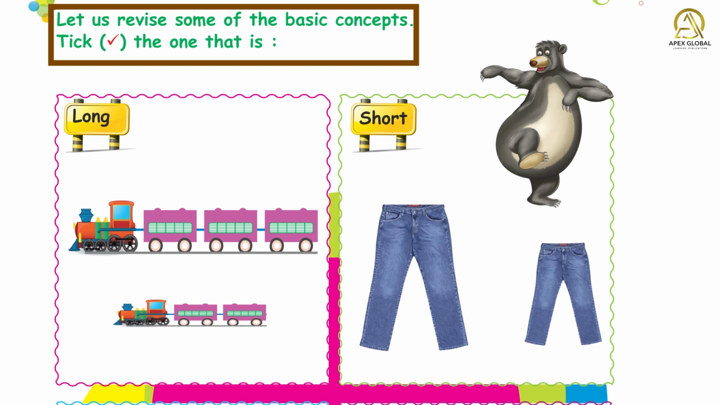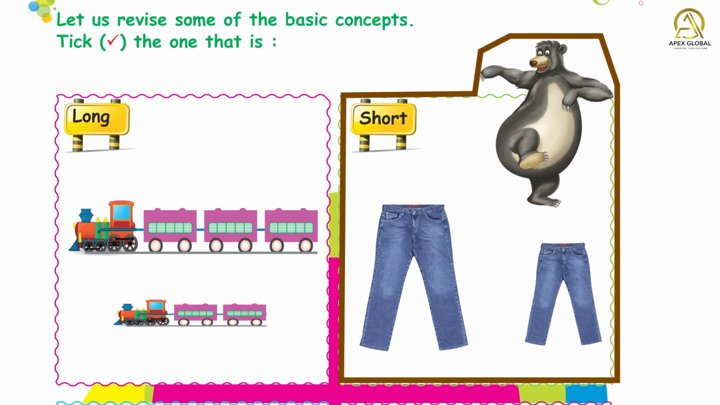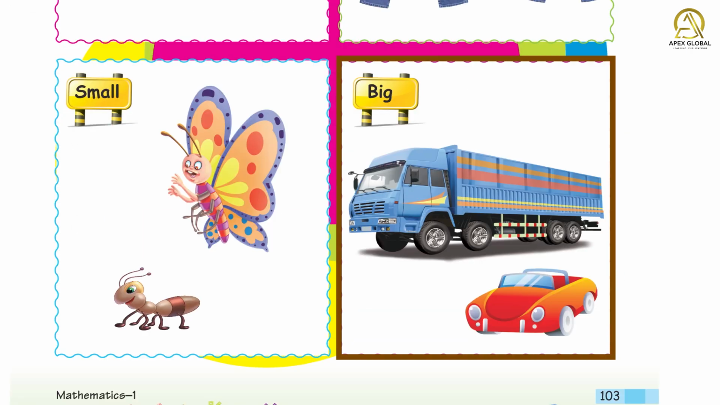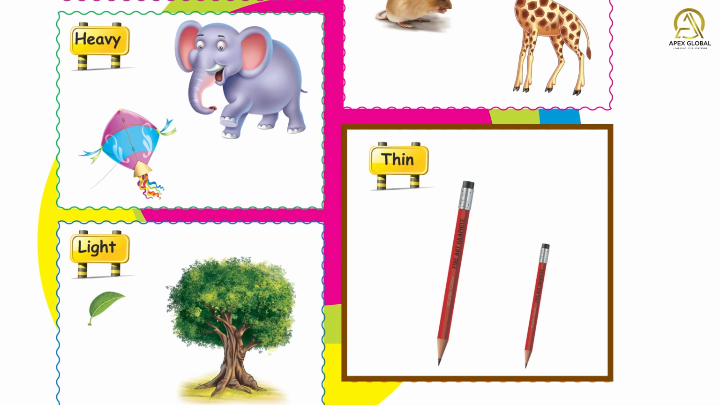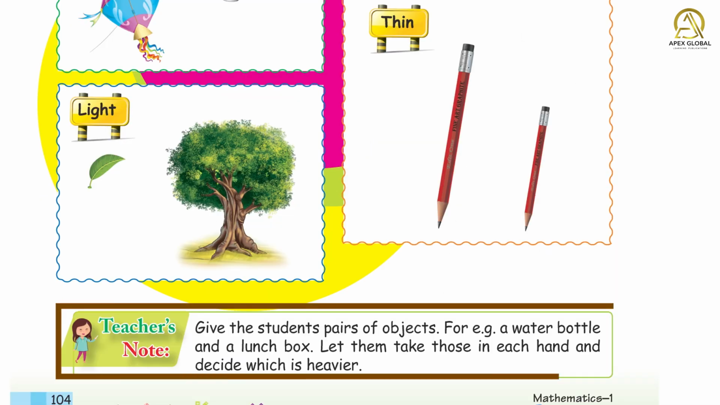Let's revise some of the basic concepts. Take the one that is long, short, small, big, thick, tall, heavy, thin, light. Teacher's note: Give the students pairs of objects, for example, a water bottle and a lunchbox. Let them take those in each hand and decide which is heavier.